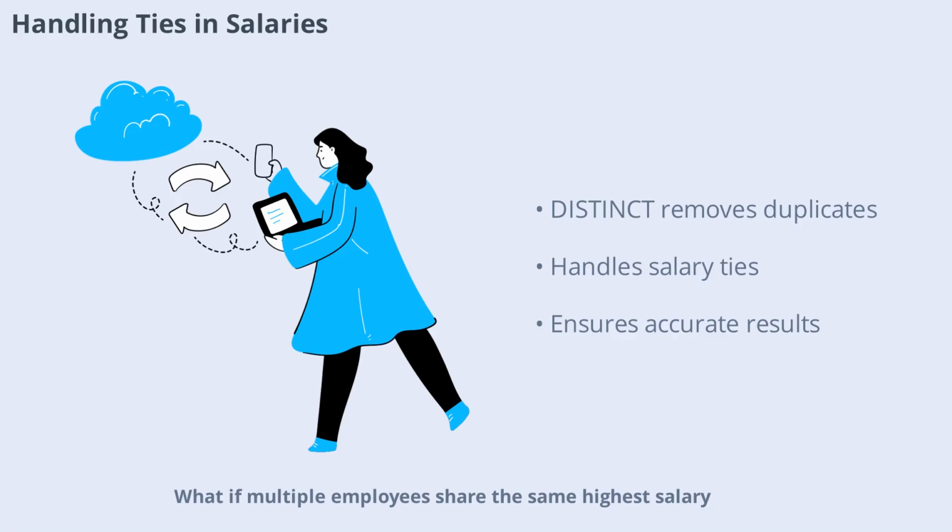What if multiple employees share the same highest salary? Using DISTINCT ensures that each unique salary is considered only once. This way, even if there are ties, the query will still return the correct second highest salary. Handling such scenarios is important for robust SQL solutions, especially in real-world payroll or reporting systems.